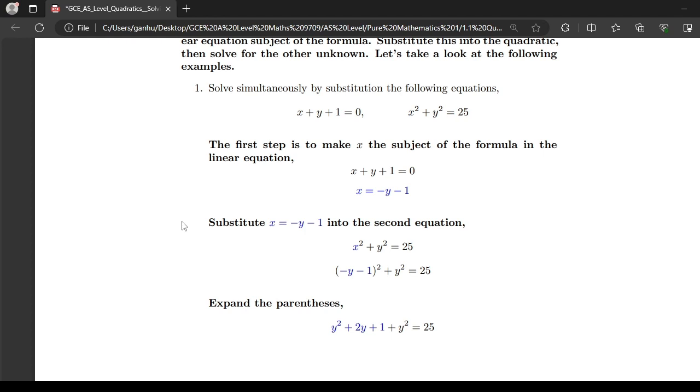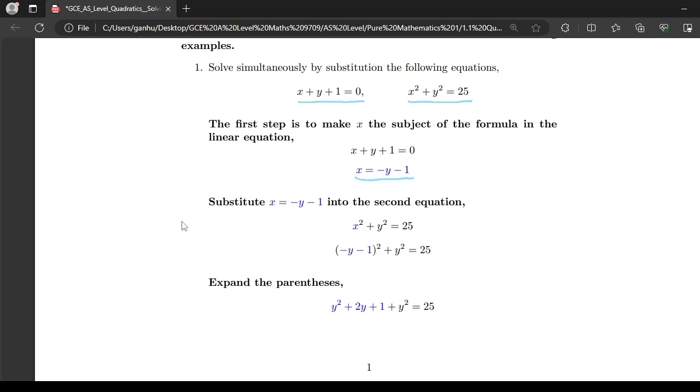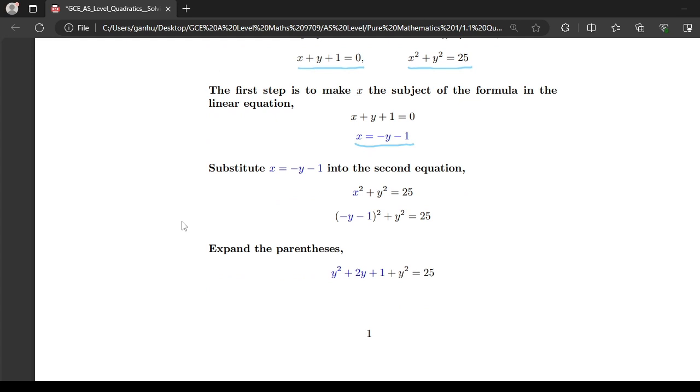In the first example, our linear equation is x plus y plus 1 equals 0, and our quadratic is x squared plus y squared equals 25. So let's start by making x the subject of the formula in the linear equation. This becomes x is equal to negative y, negative 1. Now let's substitute this expression of x into the quadratic equation. And so this is our quadratic, and x here has been substituted by negative y, negative 1.